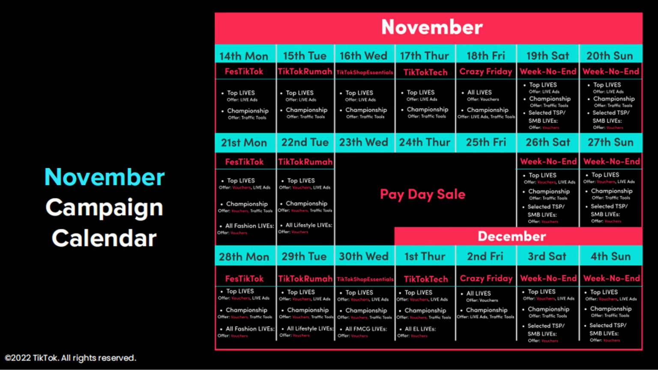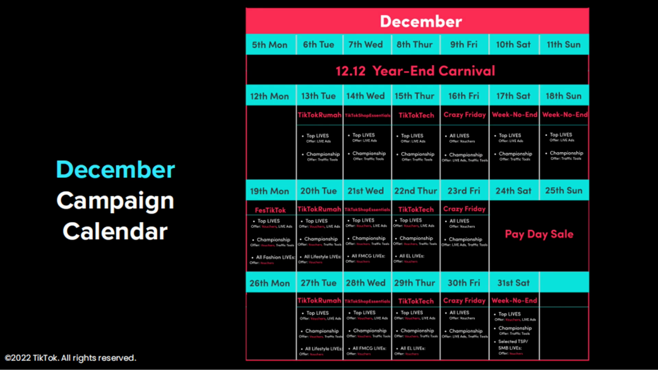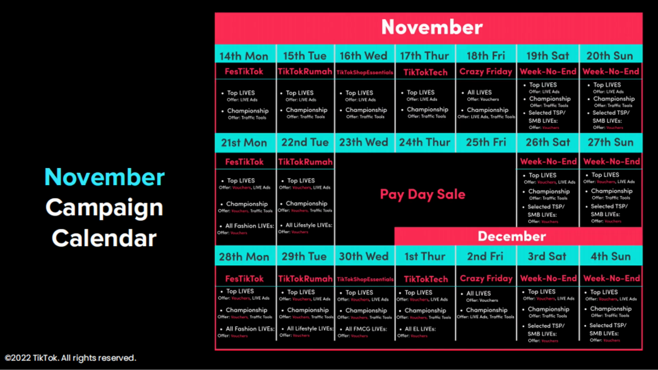And in November, you're able to see coming up by the end of the month, we'll have a payday sale. And then in December, we will have our Double 12 campaign and also our payday sale by the end of the month. So aside from the year-end sale and the payday sale, you have your category day, and also every Friday you have your Crazy Friday.